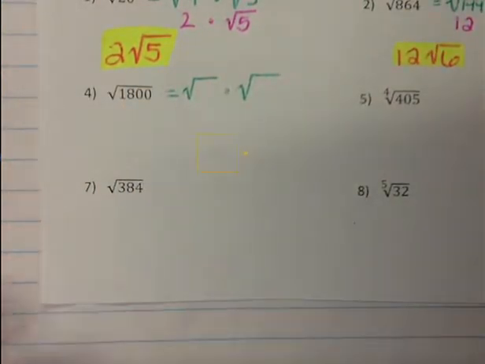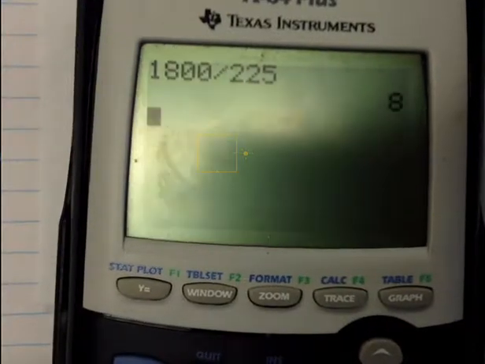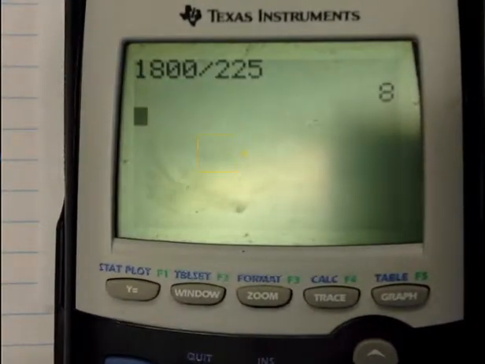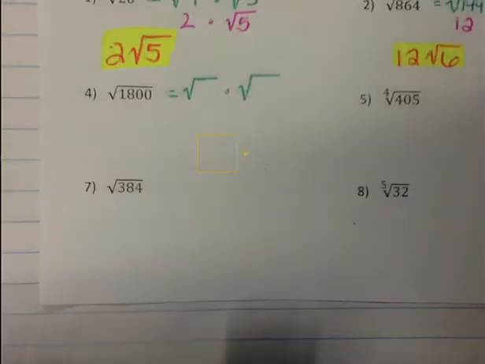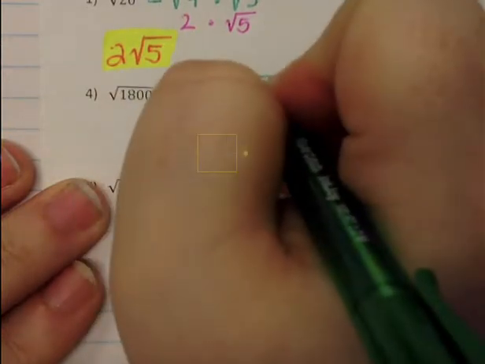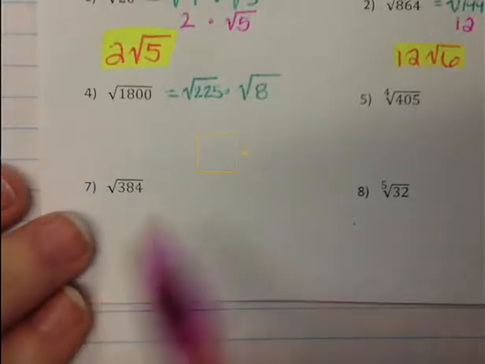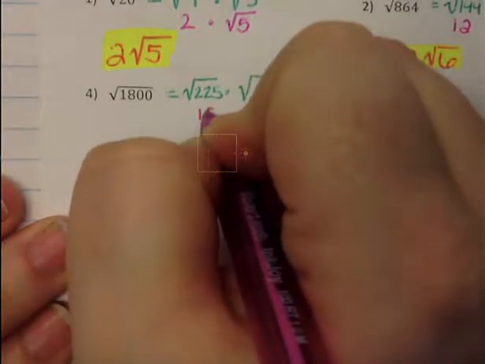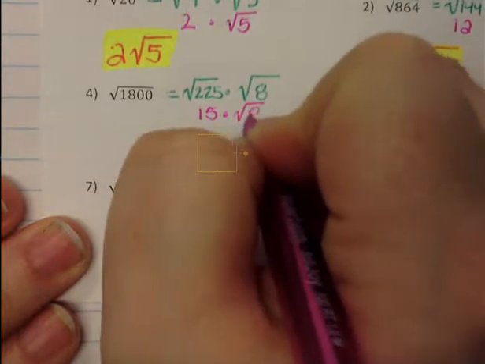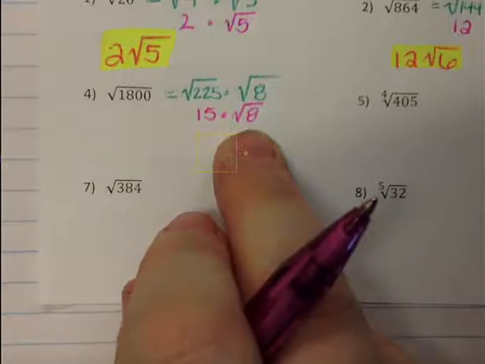So if I use my calculator, I'm going to do 1800, and I'm going to divide it by the biggest perfect square that I have listed, which is 225, which gives me a whole number. So I know it's going to be 1800, 225, and 8. So I can put my 225 and my 8. So I know that, again, from the list, the square root of 225 is 15 times the square root of 8. Now, before I finish, I have to make sure that this 8 cannot be simplified further.